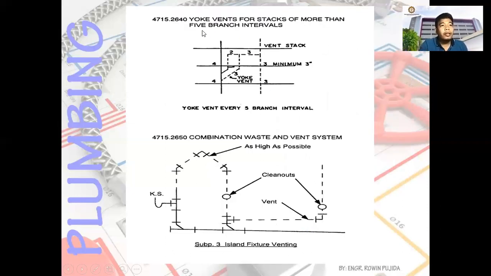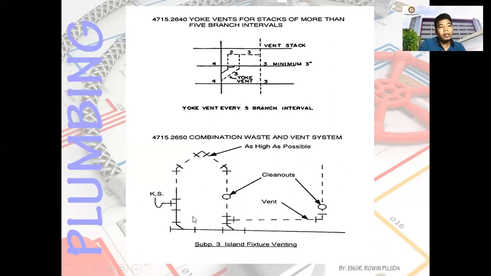Then you have here the yoke vents for stock or more than 5 branches. You have here the plan. Then the combination of waste and vent system. So they introduce here the wet vent, since the wastewater also passes through the vent.